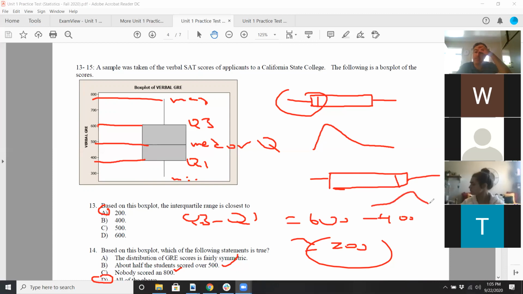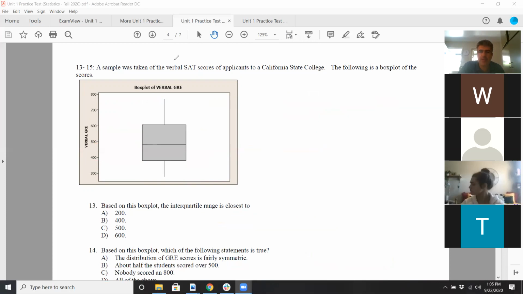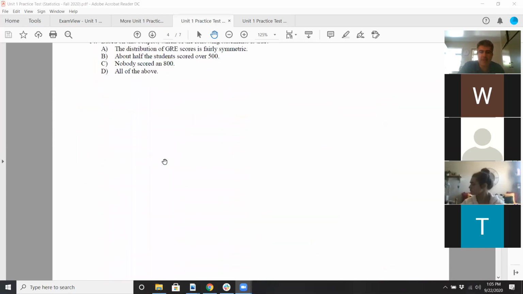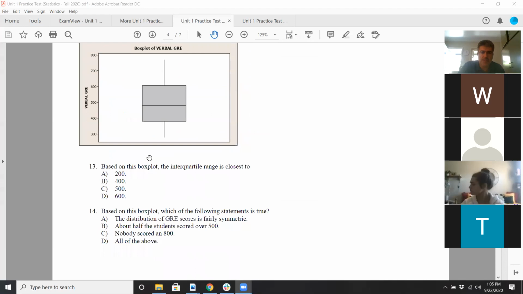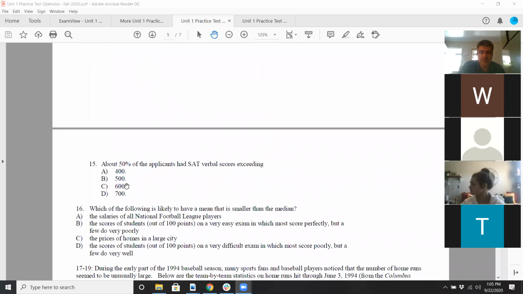And we're going to talk about that stuff in our next unit when we start going over distributions. But the bottom line is that everything's nice and symmetric, so yes. So I go D. And finally, for 15, about 50% of applicants had SAT scores exceeding, well, obviously exceeding 500. So that's why I go B. Okay, so hopefully those all make sense. Any questions so far?